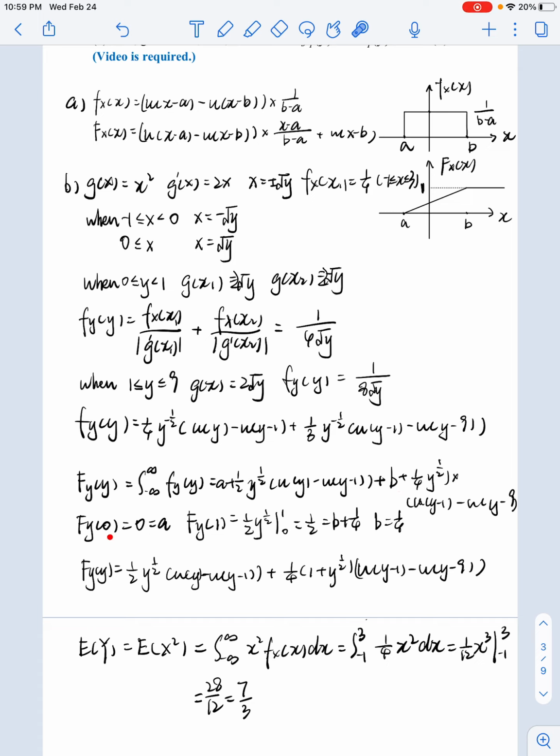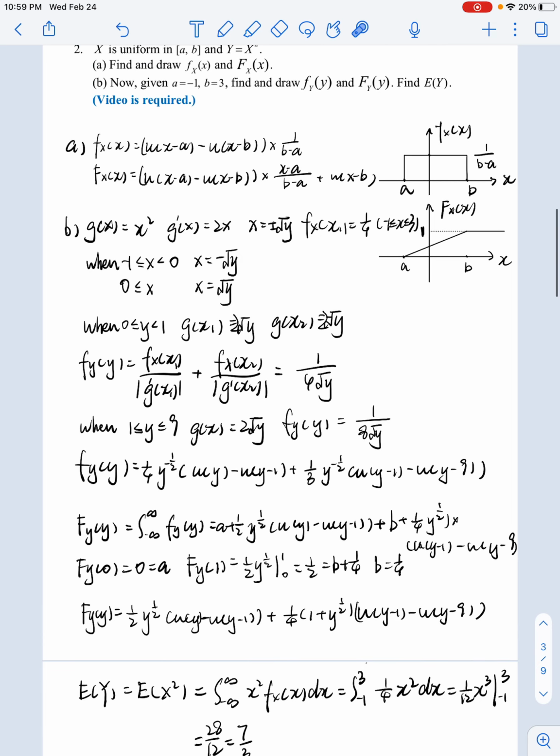So when y is 0, the value should be 0, which is also a. And when y is 1, like in this condition, the value should be 1 over 2, which is also b, and 1 over 4. So b is 1 over 4. So the result would be this one.